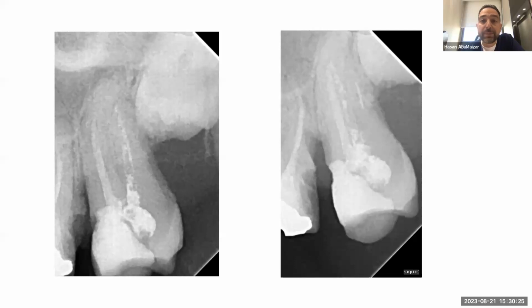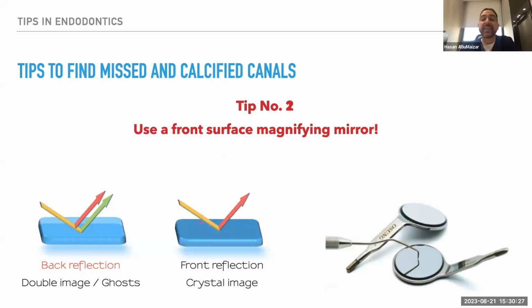The other tip to find missed and calcified canals, and even to see better what you're doing, is always to use a front surface magnifying mirror. It's a cheap mirror, but I don't know why not everyone sells it and has it. Here in Jordan, we usually have it now at every dental store. Basically, it shows better because there's no reflection for what we are seeing.